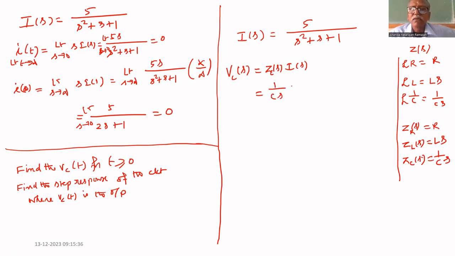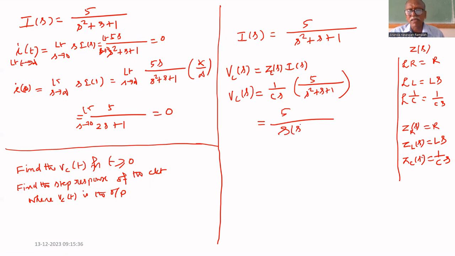So what is ZC of s? 1 by Cs multiplied by I of s. I of s equal to 5 divided by s square plus s plus 1. This is VC of s. Sometimes if they ask VC of s, you have to find like this. C equal to 1 in this case. Therefore, substitute C equal to 1, you will get 5 divided by s multiplied by s square plus s plus 1. That is the voltage across the capacitor in s domain. Time domain we have to find.